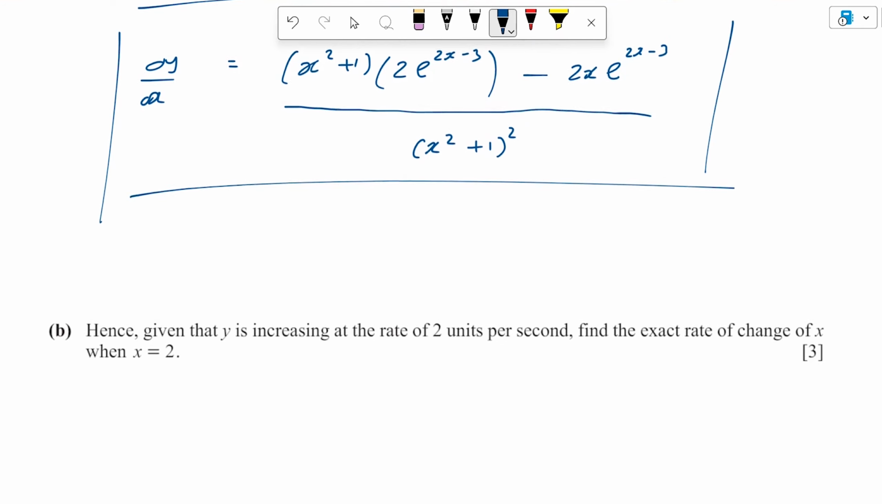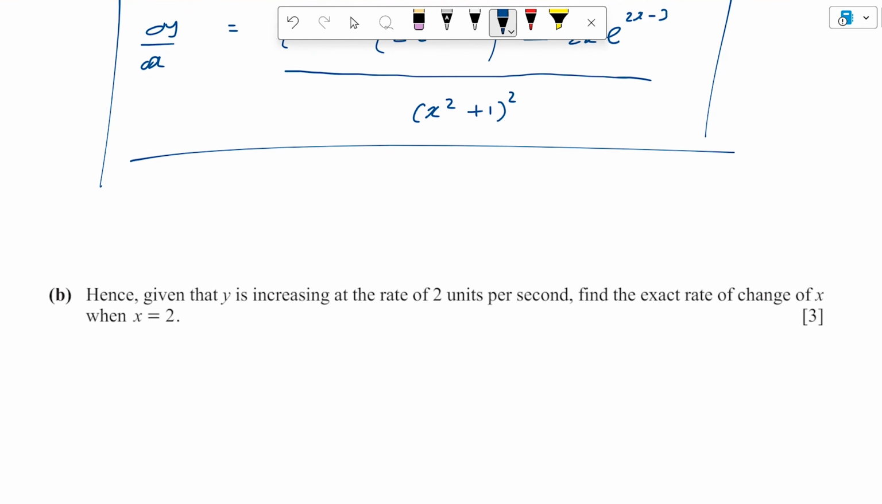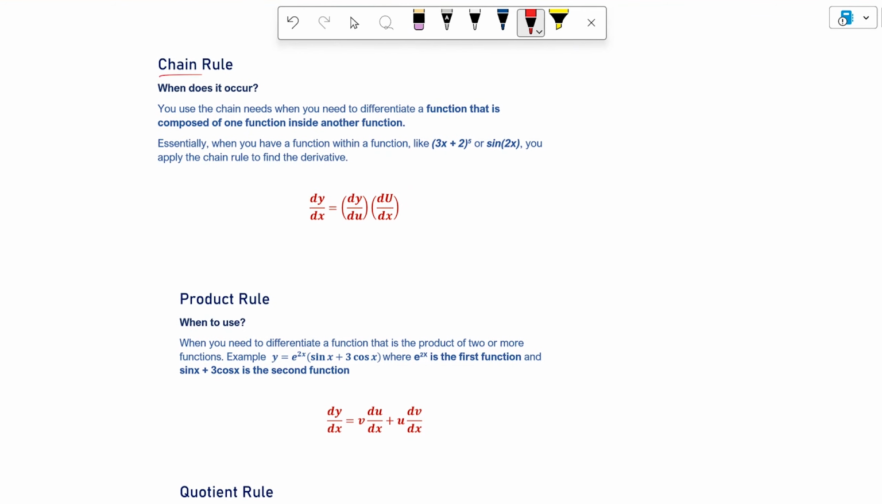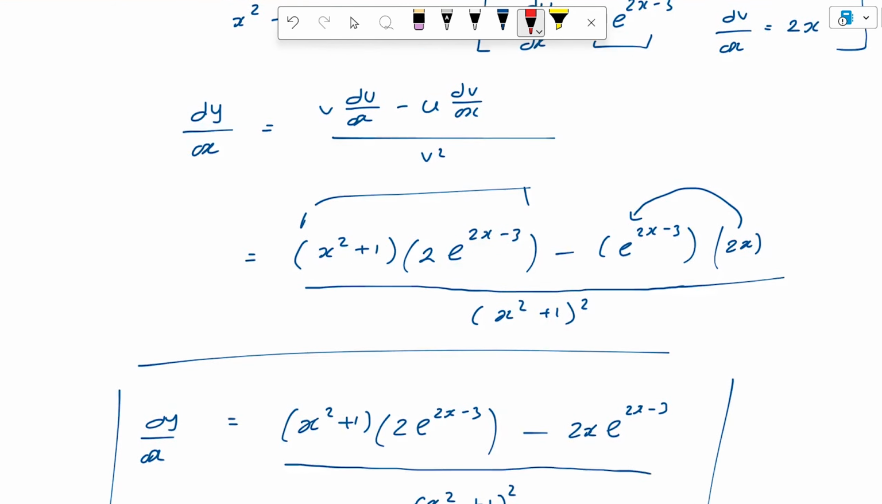Now, given that y is increasing at a rate of 2 units per second, find the exact rate of change of x when x is equal to 2. Whenever a question involves specific words such as rate, change per unit time or seconds, and you need to find the change of x, these questions are always the chain rule. So let's understand how to do it.